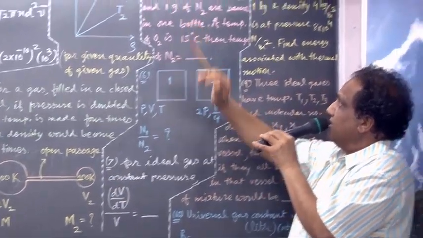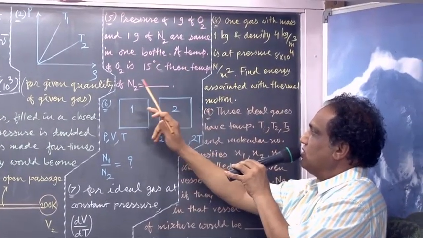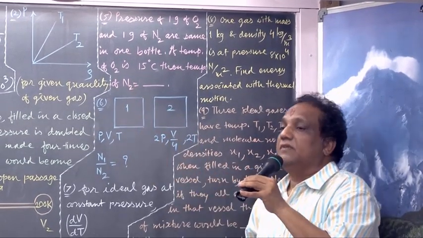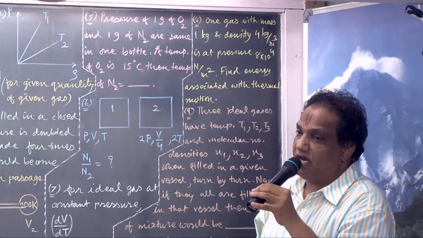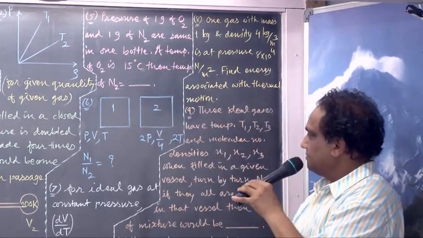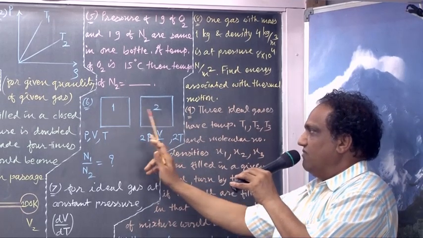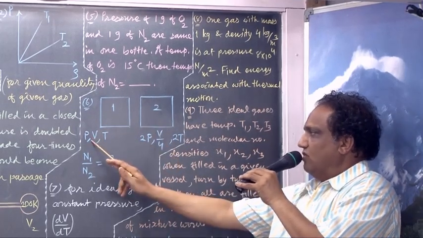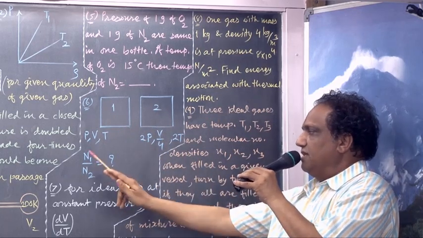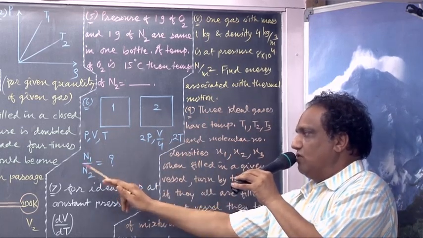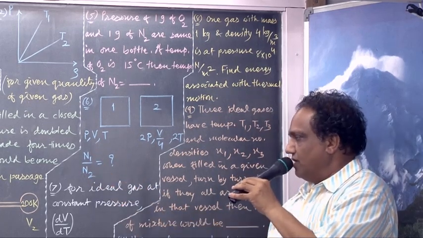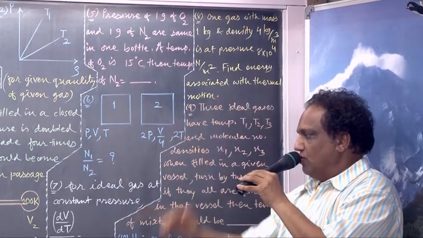Then here you are asked to find out the temperature of nitrogen. You must be knowing the molecular weight of nitrogen, 28 gram per mole. For oxygen, everybody knows, 32 gram per mole. There are two different vessels. Pressure, volume, temperature for this vessel, pressure, volume, temperature for this vessel. Then they have asked the ratio of the total number of molecules in the first to the second vessel. N1 upon N2 you will find out. This capital N means total number of molecules.